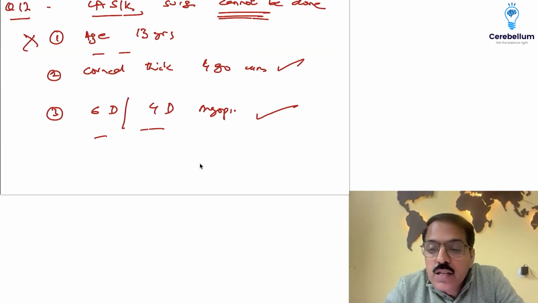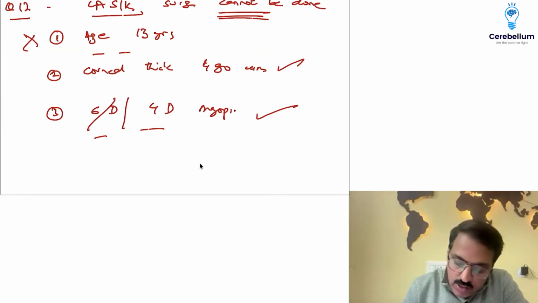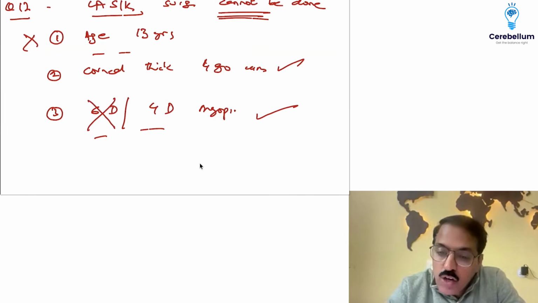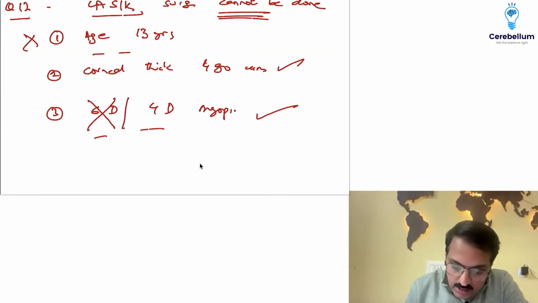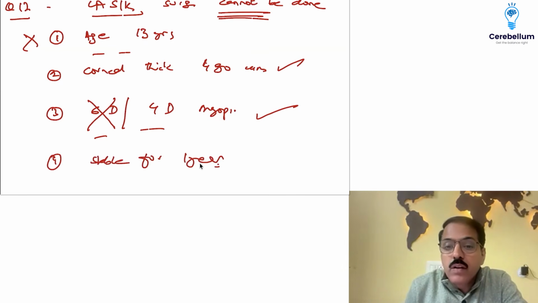Age less than 13 years नहीं था. ठीक है. हाँ 4 diopter ठीक है. चलो 6 diopter नहीं था. Not fit for surgery ना. हाँ अच्छा ठीक है. एक वो था stable for 1 year. Stable for 1 year.